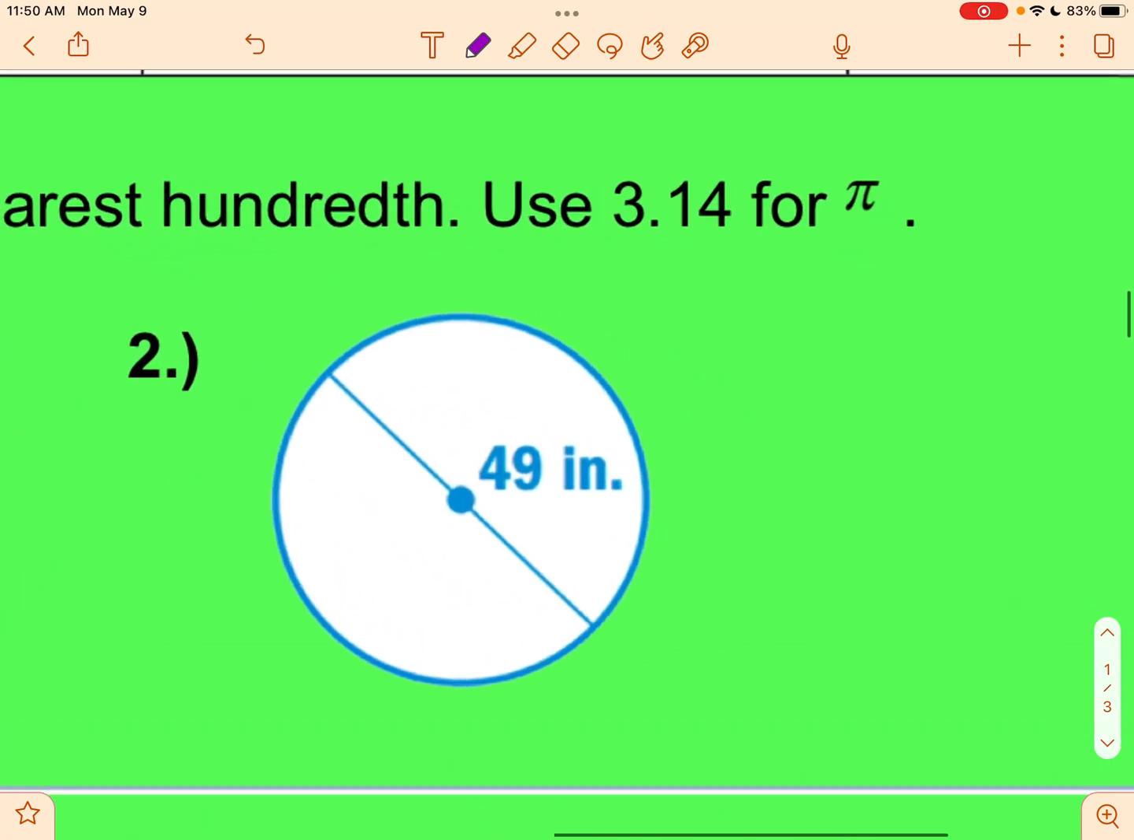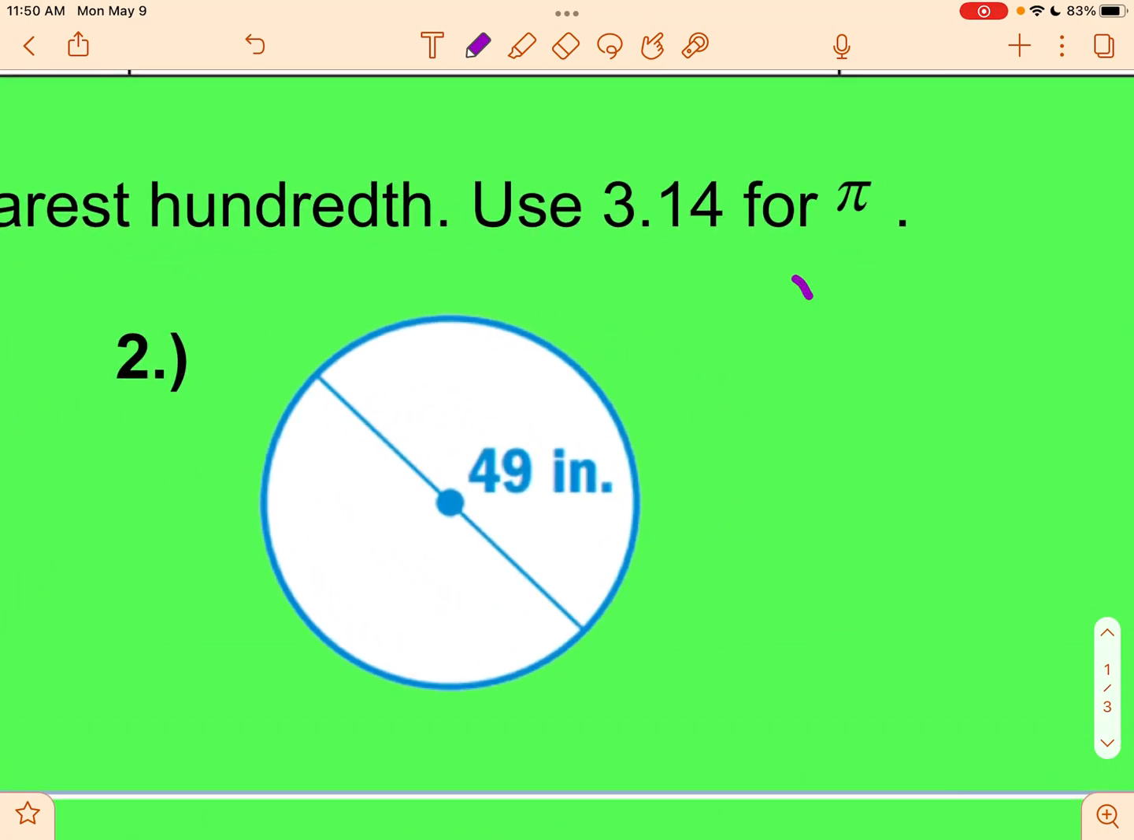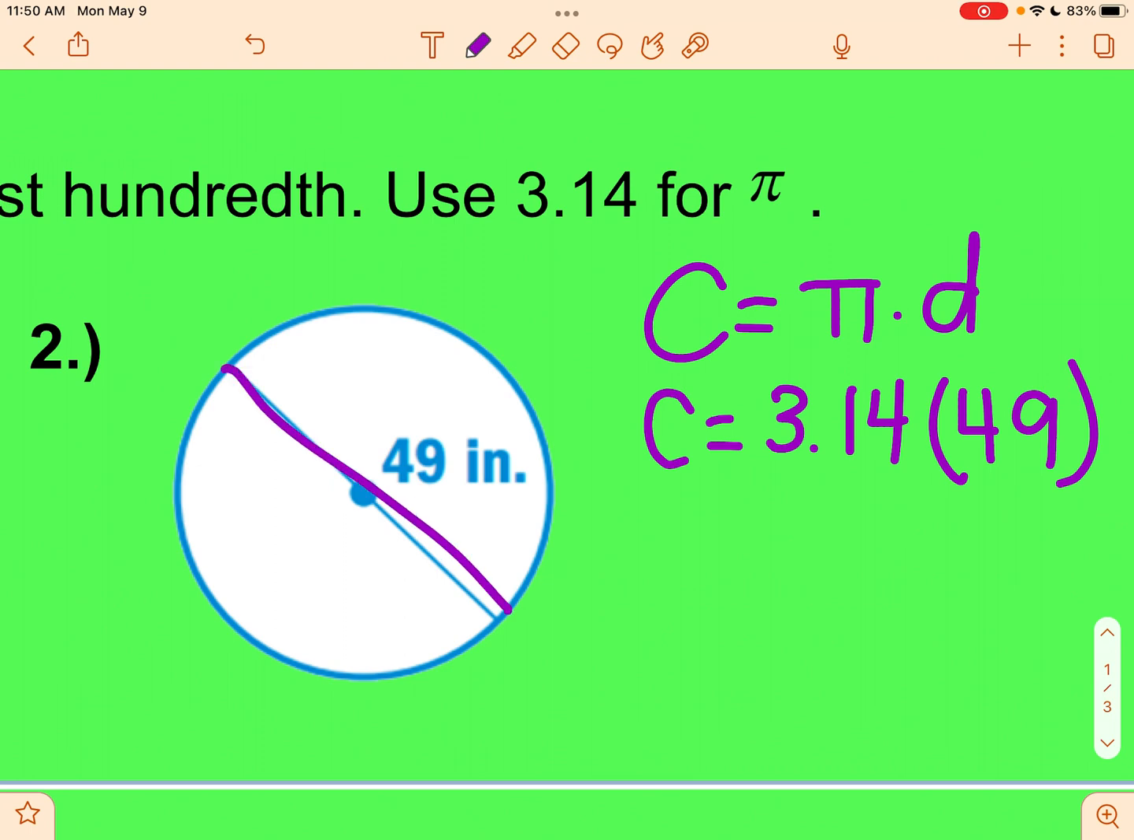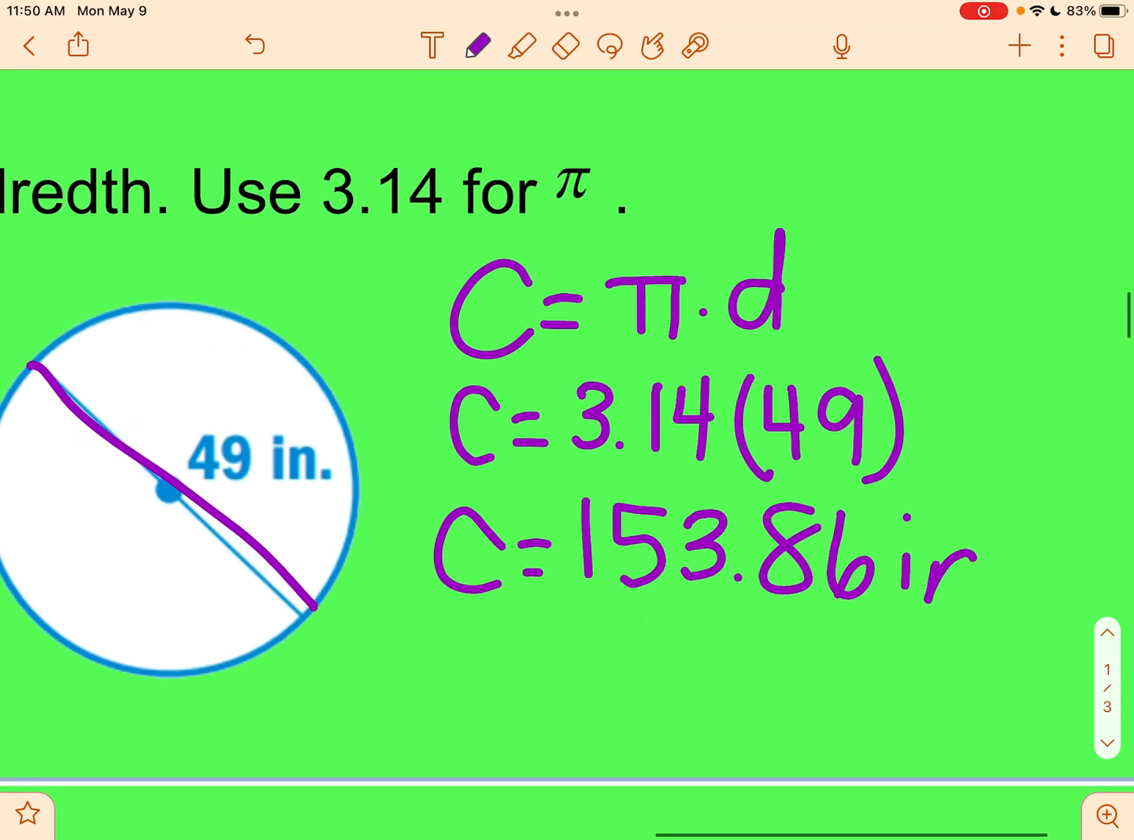Awesome. Moving on to number 2. This time we're also finding our circumference, which is pi d. C equals pi is 3.14 times our diameter, which they tell us is 49. The whole thing is 49, so that's our diameter. Multiply that out. 3.14 times 49 gives us a circumference of 153.86 inches.